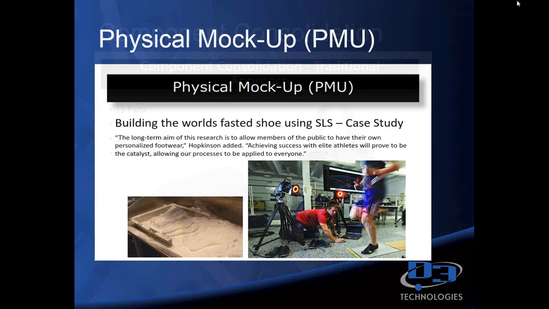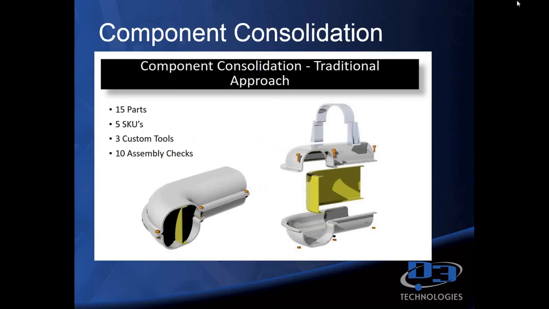This is an example of a company that really is manufacturing end-use parts. Previously, when they were doing it their traditional way, they had 15 parts, about 5 SKUs. They had to use 3 custom tools and did about 10 assembly checks. Now, it's all 3D printed in that one part in the left-hand corner. It's only one part, one SKU, no custom tools, and no assembly checks because there's nothing to assemble. So it saved this company thousands of dollars, not only in time, but also in assembly and traditional CNC manufacturing.